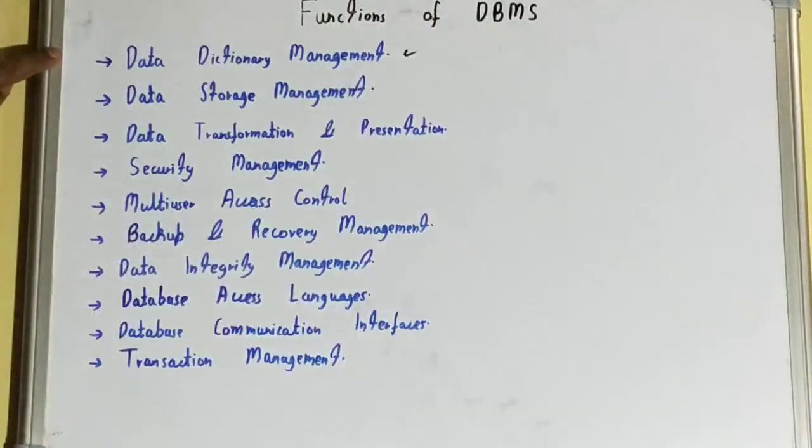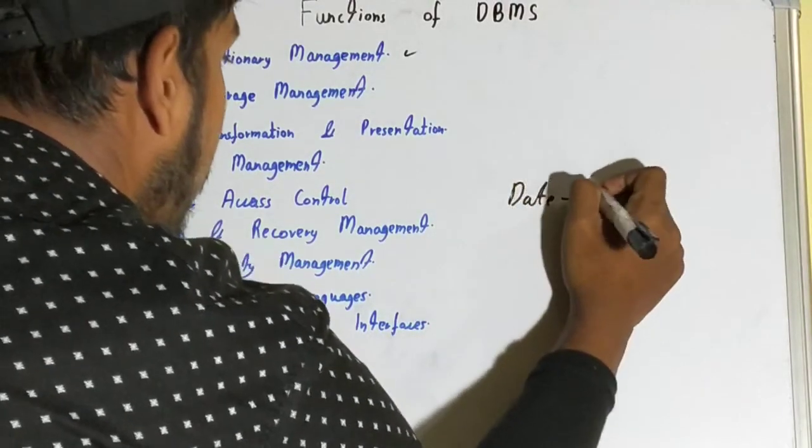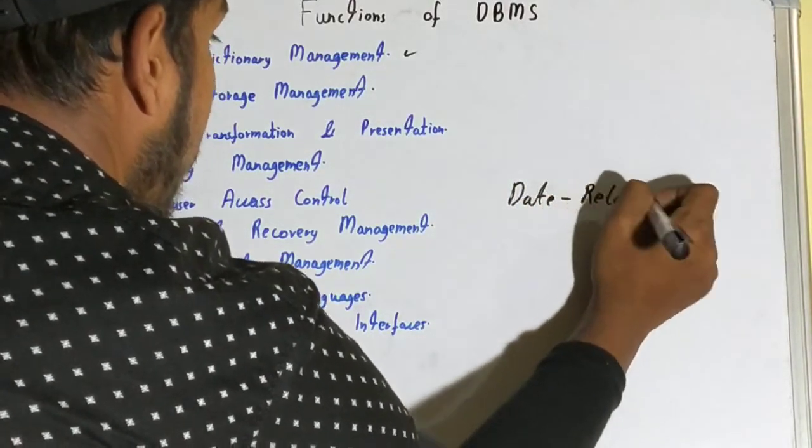From the name you can make out that this is a kind of maintaining a dictionary of data. So it is that only. Your DBMS maintains a dictionary where your data, entities and their relations, or you can say relationships, are stored in a dictionary format.